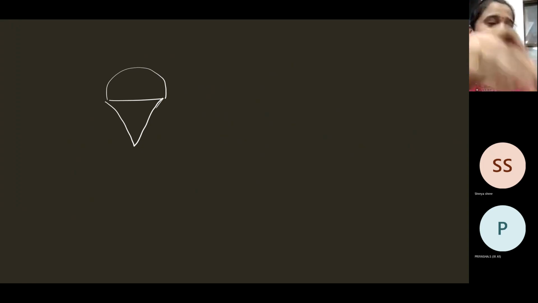In 7th standard, this would be a triangle and semicircle in plane figures. Now this is a solid. It's a cone and a hemisphere.